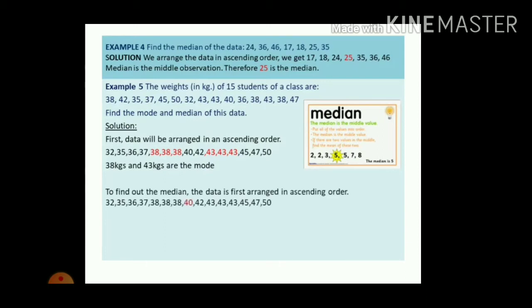Now to find the median, the first step is to arrange the data in ascending order. After that, we have to find how many observations there are. There are 15. So 15 plus 1 divided by 2, that is 16 divided by 2. So the data at the 8th position, that is 40, will be the median of this specific data.